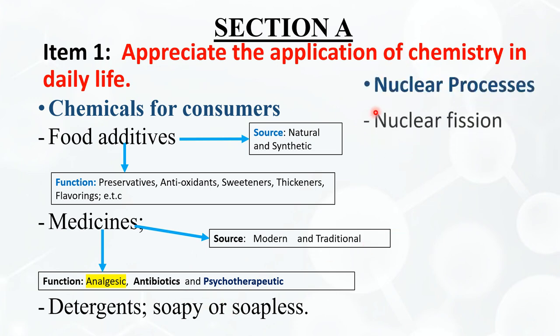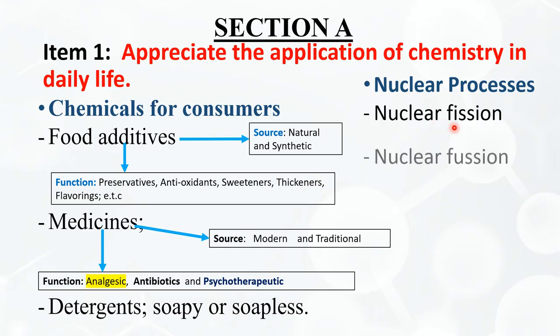Another topic that looks at application, which can be set under item number 1, is what we call nuclear processes. Nuclear processes can be categorized as nuclear fission, and we also have nuclear fusion. So when we talk about nuclear fusion, what do we mean?